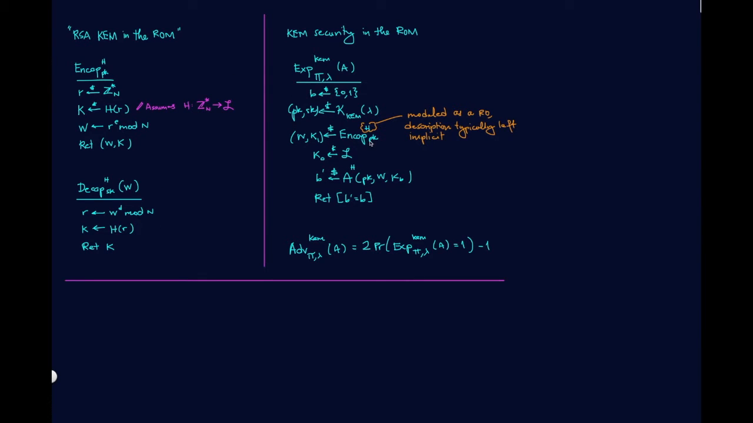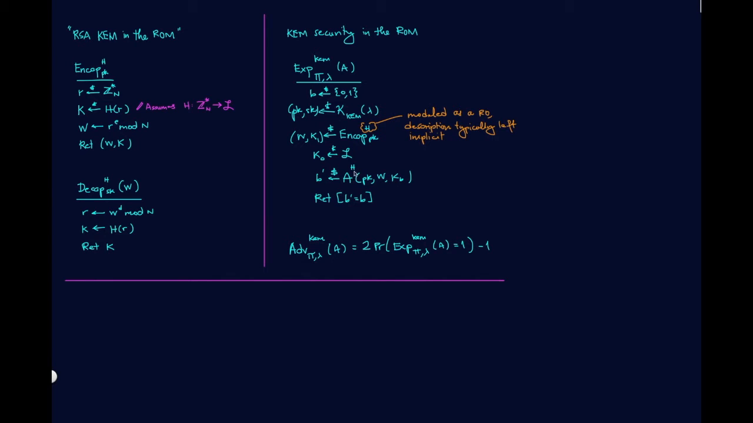So this is encapsulation. You run it with the public key. It outputs the wrap W of a key K1. And then we pick key K0 uniformly from the set of possible keys from which K1 was drawn. And then we give to A the public key, the wrap, and K sub B, which is either the actual key that W wraps, or it's a K0, which is a uniform random key independent of W.